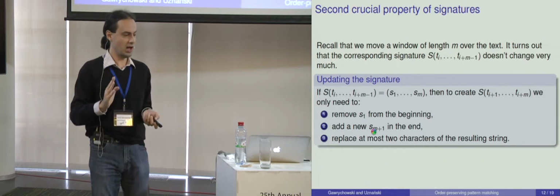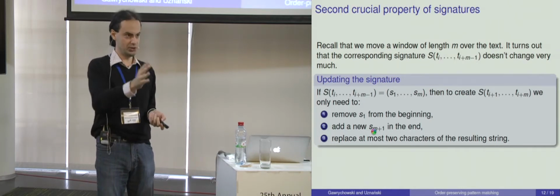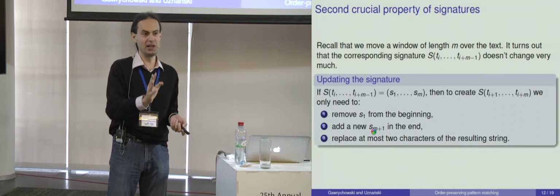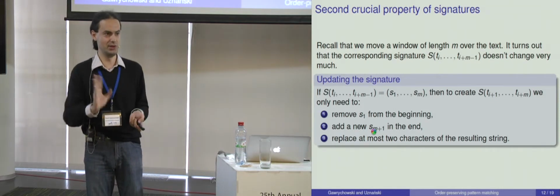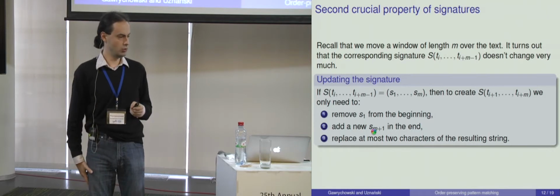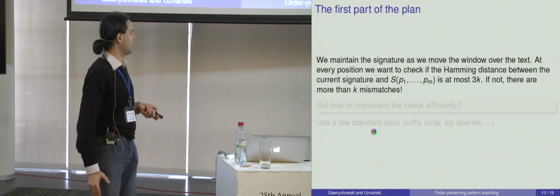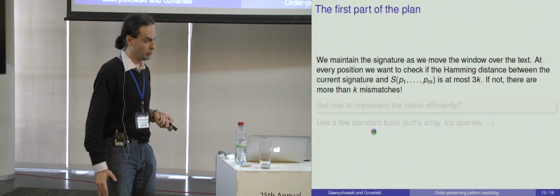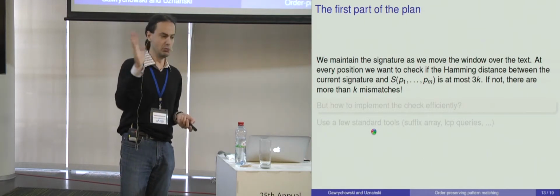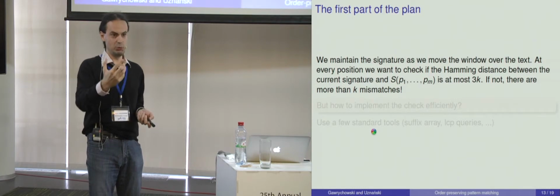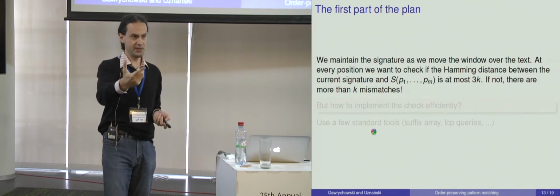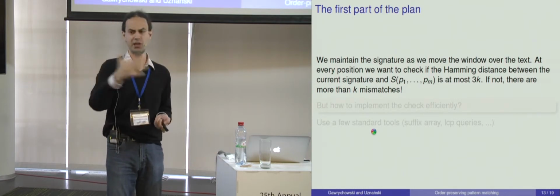And you can actually find out which positions are changed in some small complexity, logarithmic complexity. So you keep some predecessors, successors, and that gives you what you should be changed. So that's how the signatures change, so that's good. So we maintain those signatures as we move the window. And now we compute the Hamming distance between the current signature of the fragment and the signature of the pattern, which we compute in the very beginning.